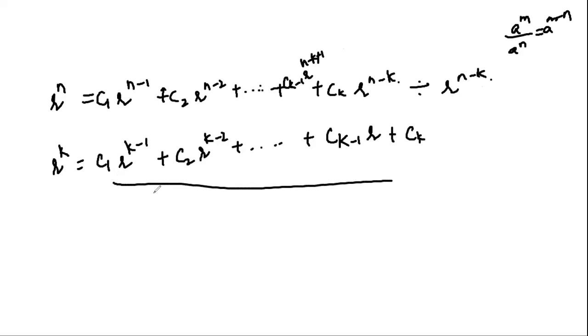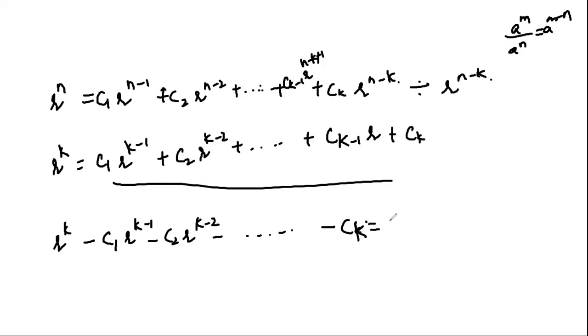Now all these terms on this side have to be moved to the left side. So the RHS is being completely moved to the left-hand side. So we will get r^k - c1 r^(k-1) - c2 r^(k-2) and so on, and all the terms will become negative since we are moving them to the other side, minus ck, equal to 0. So the sequence a_n with a_n = r^n is a solution if and only if r is a solution of this last equation.